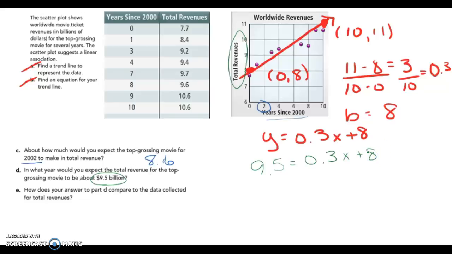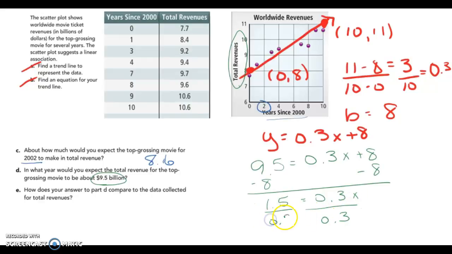So the first thing I'm going to do is subtract 8 from both sides. I'm going to have 1.5 equals 0.3x. And I'm going to divide by 0.3 on both sides to find out what x equals. So x is going to be equal to 5. I'm just going to check that real quick, and I'm going to see on my trend line, if I go up on the x-axis, up 5, am I going to be at about 9.5? Yeah, that makes sense. So I'm going to say my answer is going to be 5.